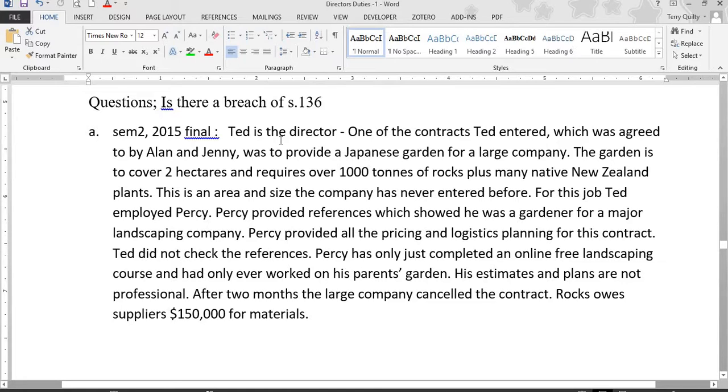So going back to our friend Ted, who's going to build a large Japanese garden for a company. 2 hectares, 1,000 tons of rock plus native New Zealand plants. Huge. So it's beyond anything the company's entered before, and so they employ Percy. And Percy provides references to show he's a gardener and got all the experience, but Ted doesn't check the references. He's only just completed an online free landscaping course and only ever worked on his parents' garden. So Percy has somewhat overstated his abilities. The question is, is Ted in breach of Section 136?